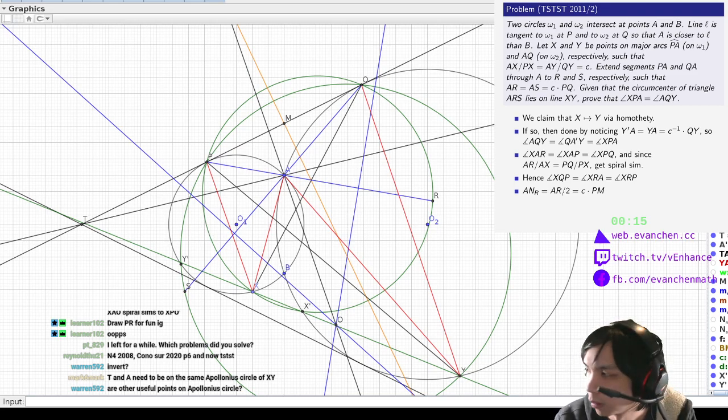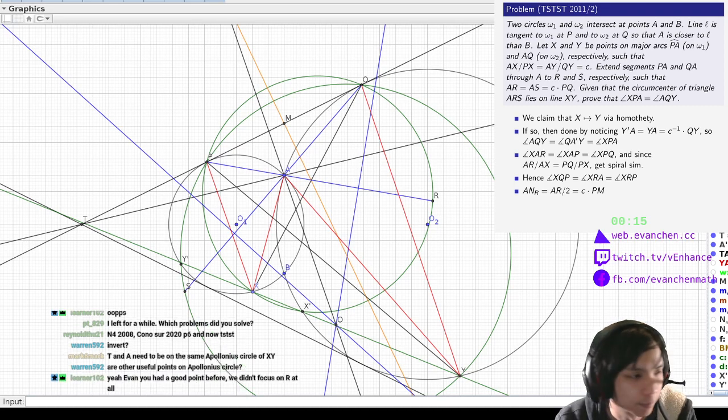Okay, so I want to compose two spiral sims. I think that might do something. So XAR, there's a spiral similarity at X, and it maps R to Q, and the spiral similarity at Y maps it to A. Right?